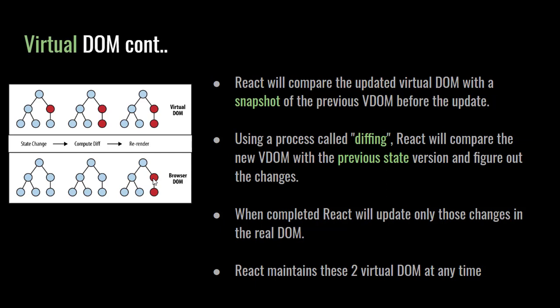So it does that reconciliation. It's called diffing. It compares the new one with the previous state, figures out the changes, and React will only update the changes in the real DOM that need to be updated. So one note is it maintains two virtual DOMs at any time, the previous one and the current changes. It's very interesting. I mean, the Angular framework has something called the shadow DOM. It basically does kind of hot swapping as well, but not in this kind of way.